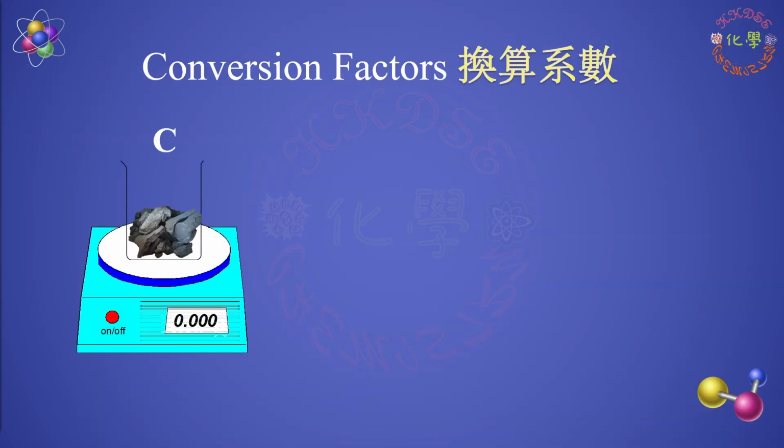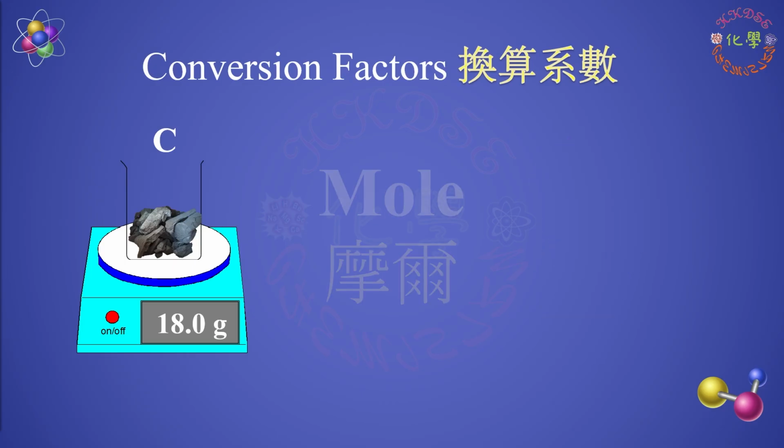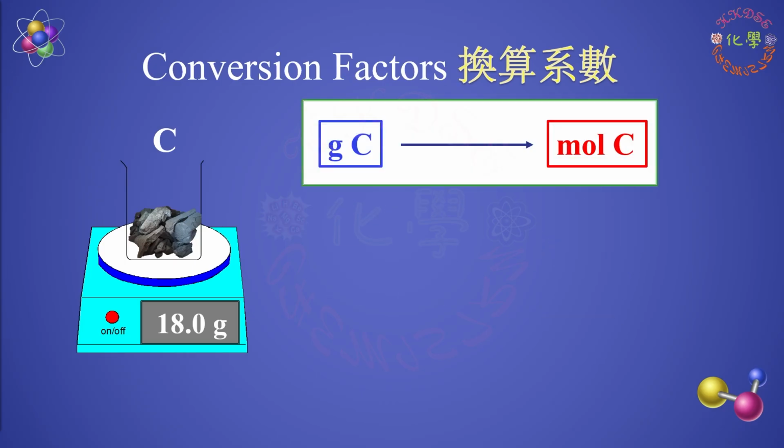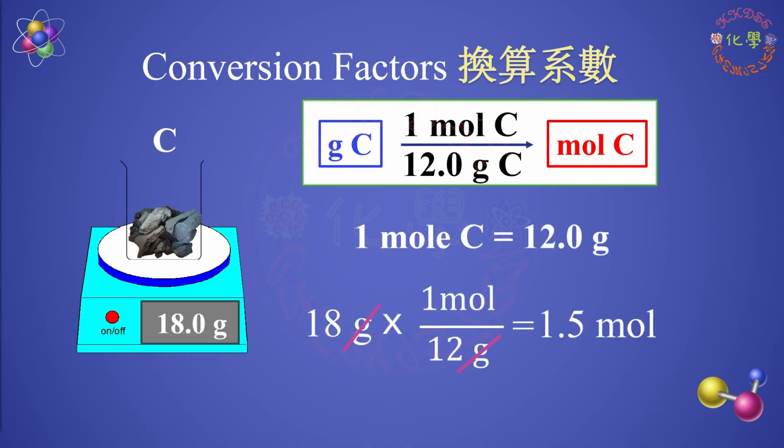Example 2. How many moles are in 18 grams of carbon? Steps for problem solving: identify the given information, and what the problem is asking you to find. Given 18 grams of carbon, find the number of moles of carbon. List known relationship: 1 mole of carbon is equal to 12 grams. Prepare a concept map, use the proper conversion factor, and calculate the answer.